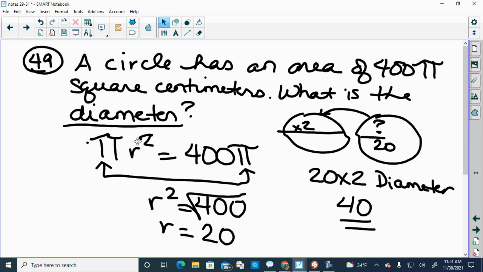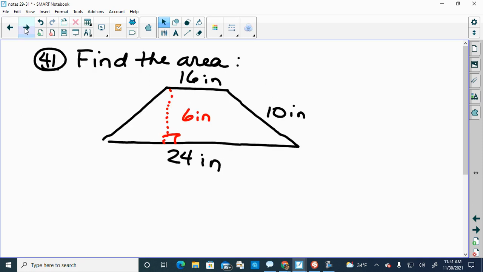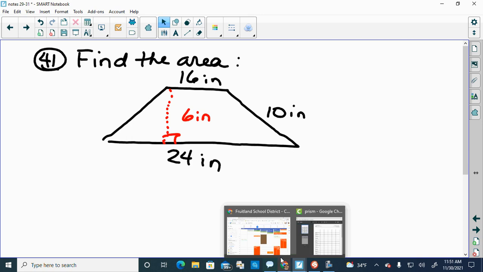Okay, so we're done with the circle ones. Now we're going on to another shape. So I guess I put my papers down here. We're going on to number 41. It says find the area.